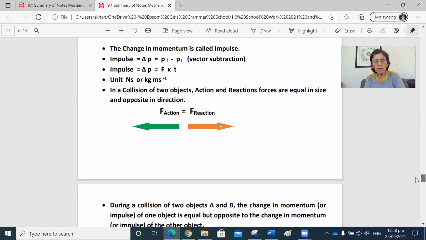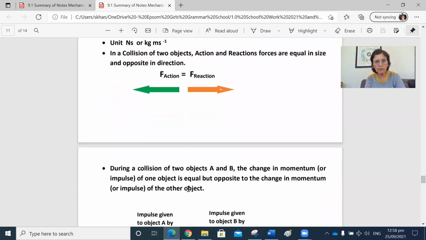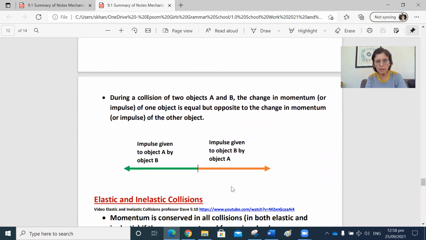And as we saw in the case of the carts, because action and reaction forces are equal, therefore change in momentum of the blue cart was in that direction, and change in momentum of the red cart is in that direction. So that's the law, that change in momentum of the two objects will always be equal in size but opposite in direction.